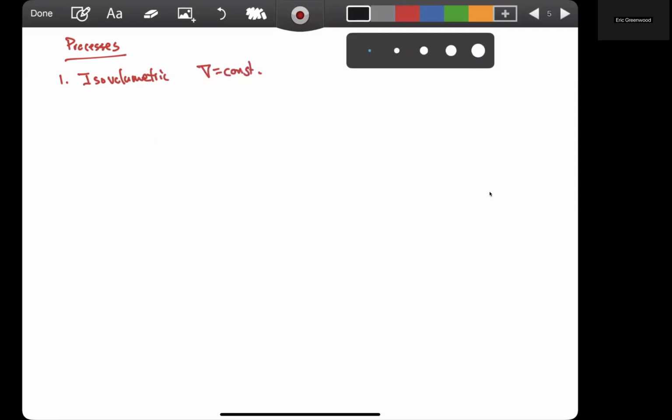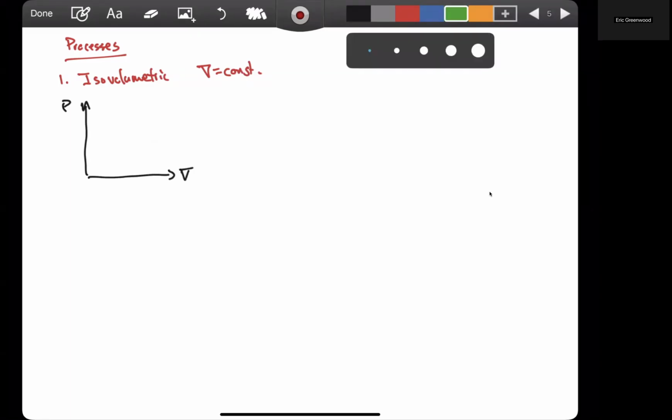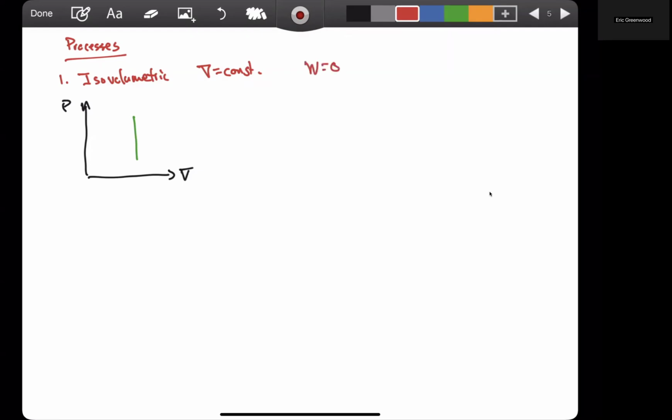So in this case, the PV diagram is just a nice vertical straight line. This is my volume, and this is my pressure. So it has constant volume. Now, if it has constant volume, that means from the other side that work must be equal to zero, which means our change in internal energy must then be equal to the heat.